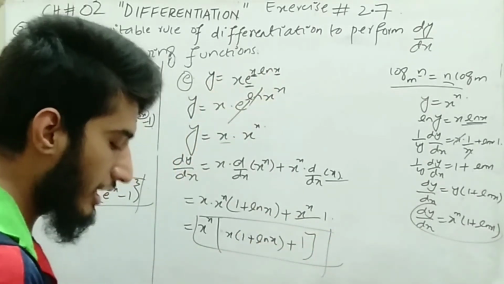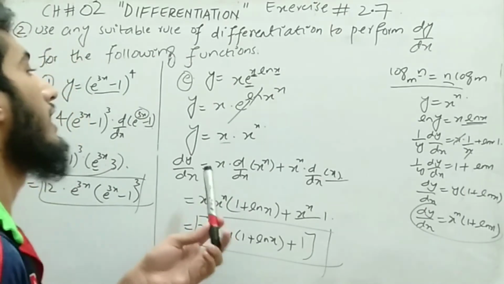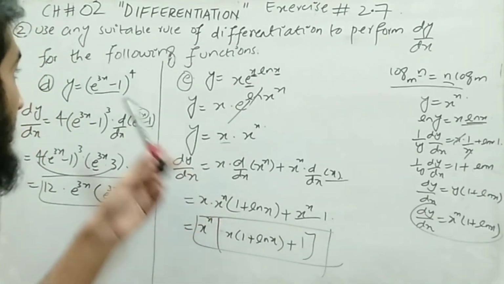This is very difficult, and this is the important part of question number 2. It must come in the board paper. So this is the important part of question number 2.